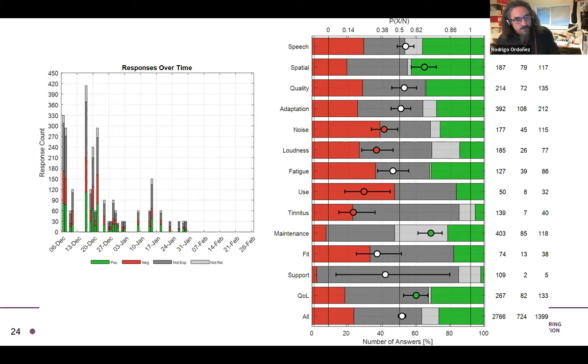Here we can see that there's a rather negative rating of the hearing aid in terms of noise, loudness, the use. It's having problems with tinnitus as well. And it appears to be in the beginning of the measurement period. So the first 2 weeks period probably is responsible for most of these negative judgments.